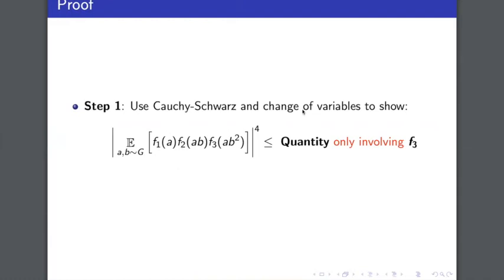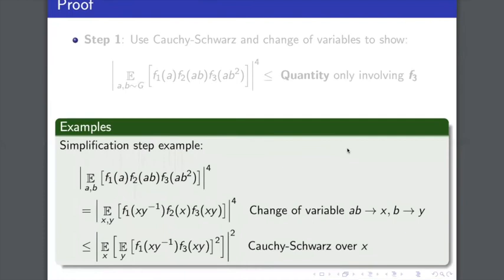We use Cauchy-Schwarz and change of variables to show this quantity we start with is less than or equal to some quantity only involving f3. Here's an example step, how it goes. This is the starting point over here. First, we do one change of variables. Previously we were sampling A and B, both from G, and setting the pattern to be A, AB, and AB squared.